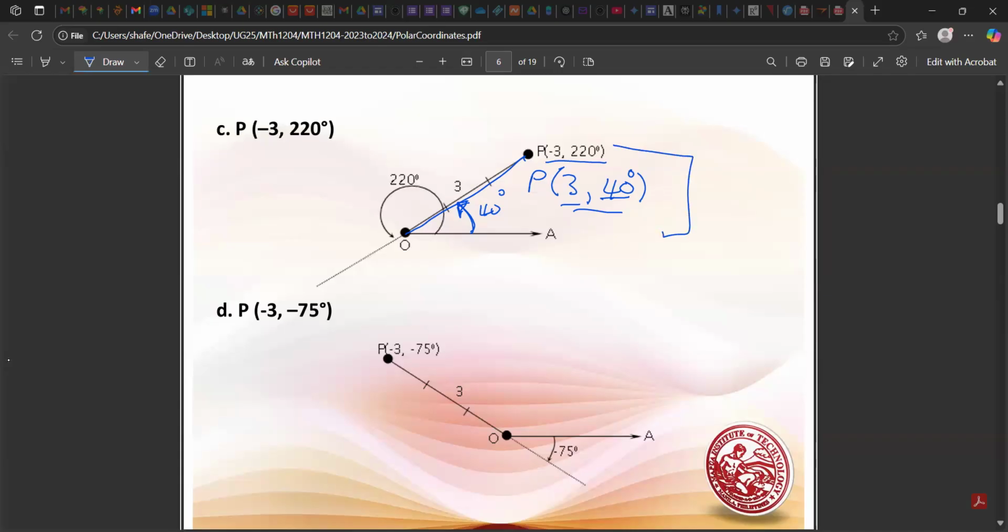Similarly here, what will this be? Take away 75 from 180. What's that? You'll get 105, I hope my arithmetic is right. Yes, 105 is correct. So this point can be described as 3, 105 degrees. So you can describe it in more than one way.